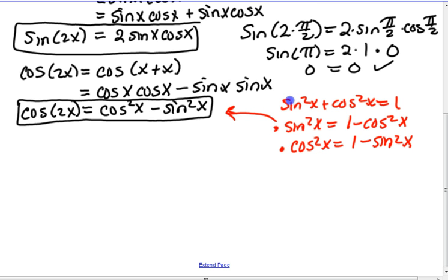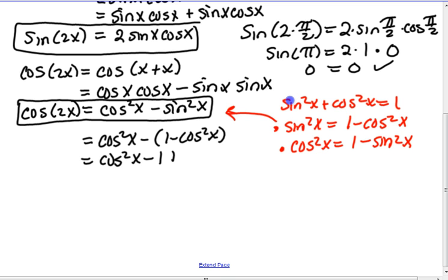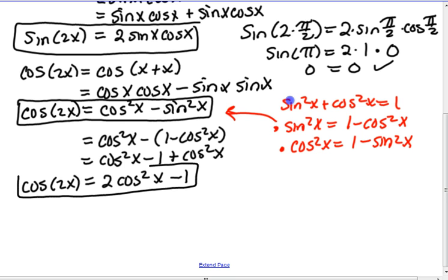I'm going to replace the sine squared x with 1 minus cosine squared x. So I would get cosine squared x minus 1 minus cosine squared x, which would be cosine squared x minus 1 plus cosine squared x, which is 2 cosine squared x minus 1. So another way to write cosine of 2x is to write it as 2 cosine squared x minus 1.